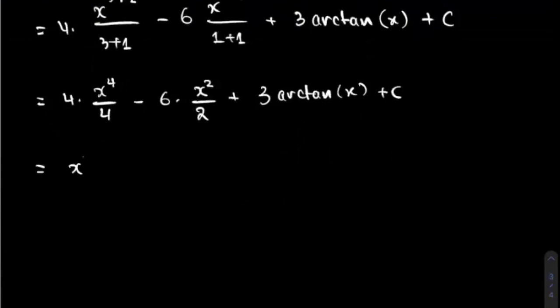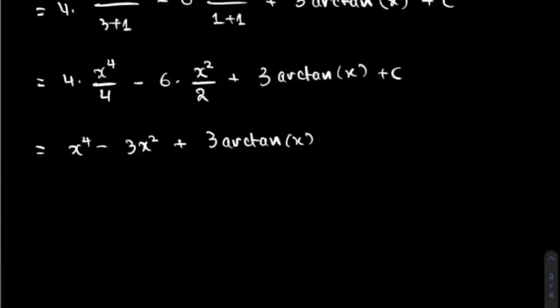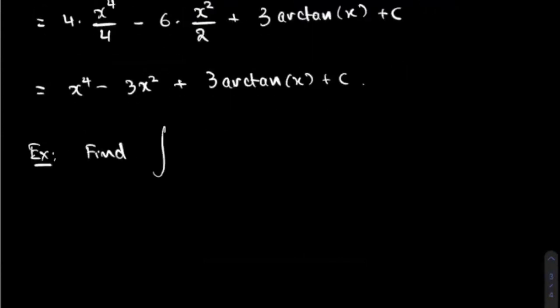Well, this is x to the 4th minus 3 times x squared, plus 3 times arctangent of x, plus a constant c. I'm going to move on to another example. Find the indefinite integral of secant theta minus cosecant theta times cotangent of theta d theta.